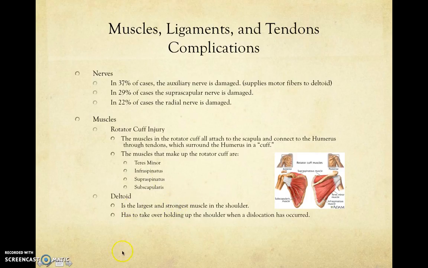Another muscle is the deltoid. The deltoid is the largest and strongest muscle in the shoulder. The deltoid is sometimes injured because after a dislocation has occurred, it is the one that has to take over holding up and supporting the shoulder during dislocation. Although the shoulder cannot move, the deltoid is the one that is supporting it.